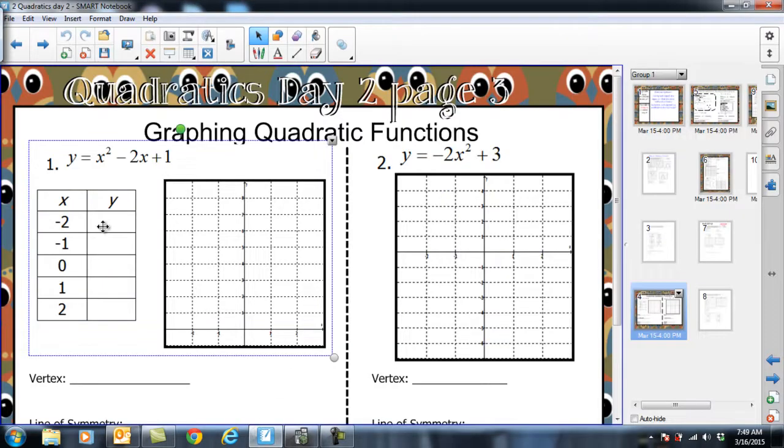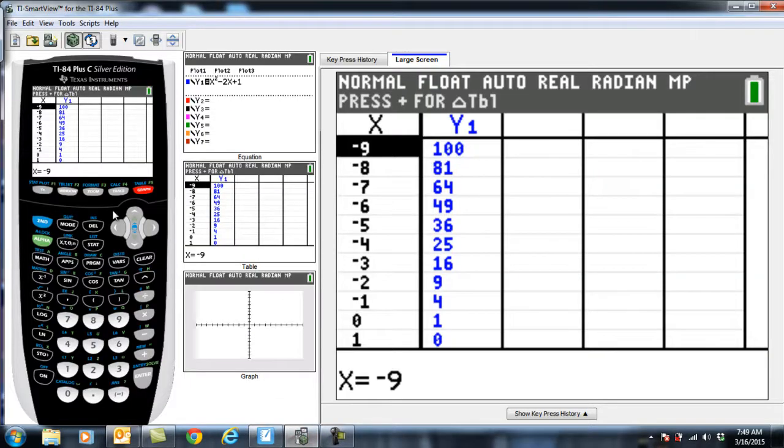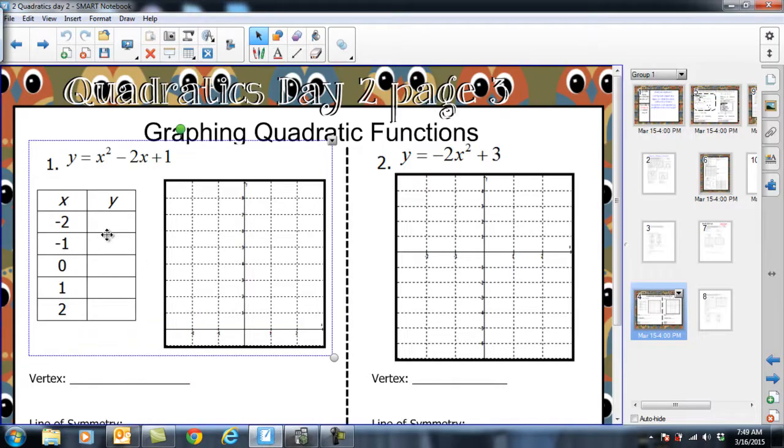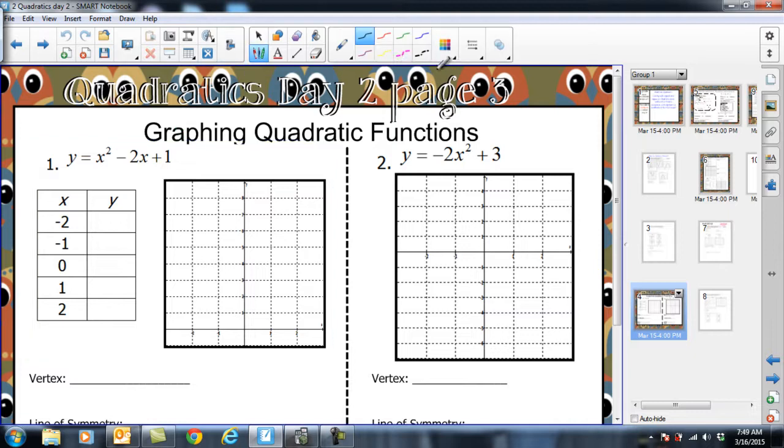And the ones that we want to look at are from -2 to +2. So on my screen here, I'm going to scoot down until I can see those numbers. There's -2, and then here's +2. So I'm going to start from here, -2 to +2, and it says 9, 4, 1, 0, 1. So those are the numbers I'm going to list here in my table. This is 9, 4, 1, 0, and 1.